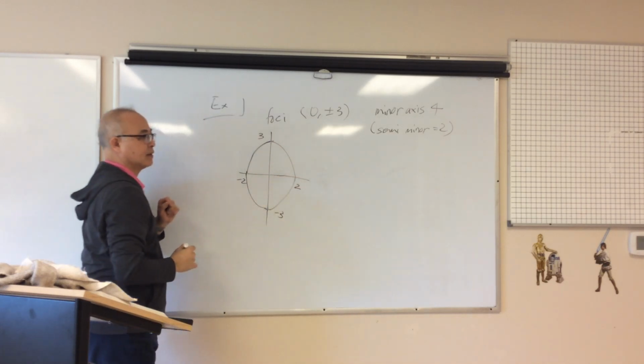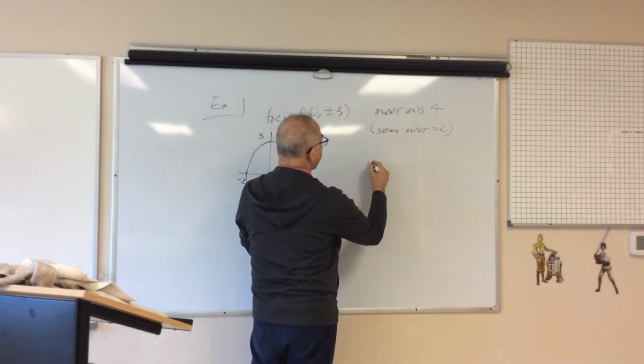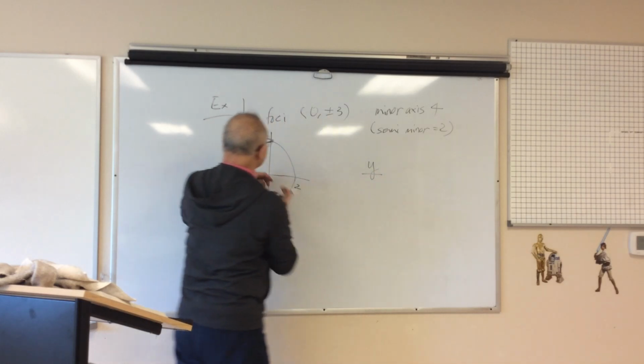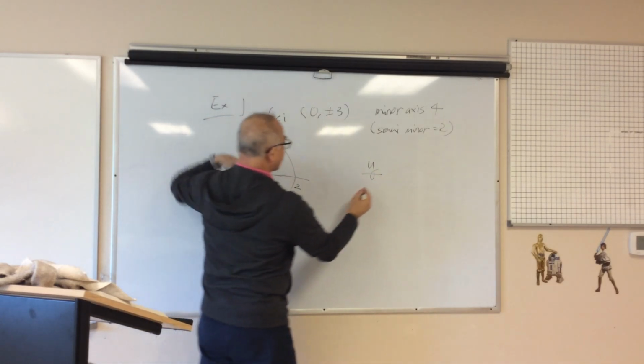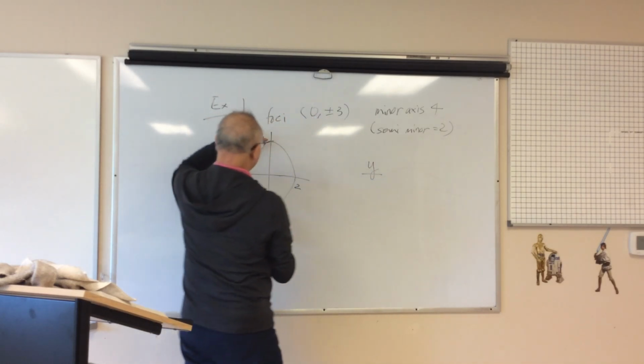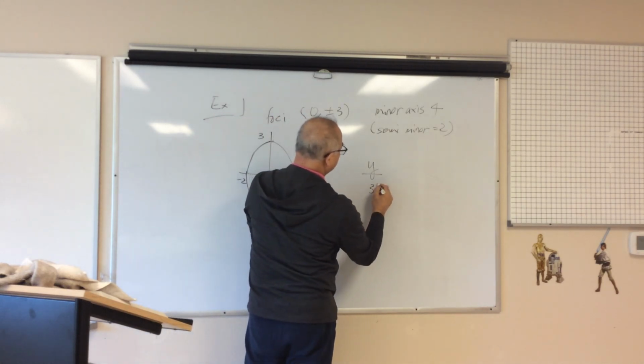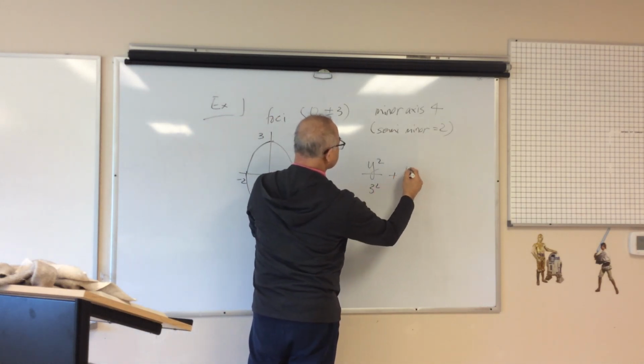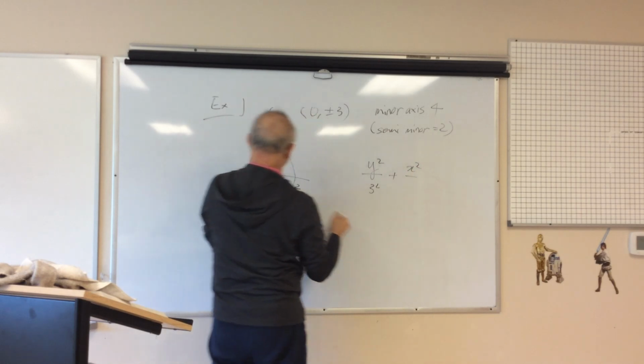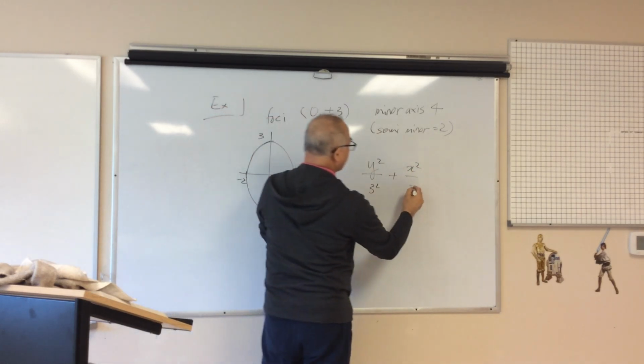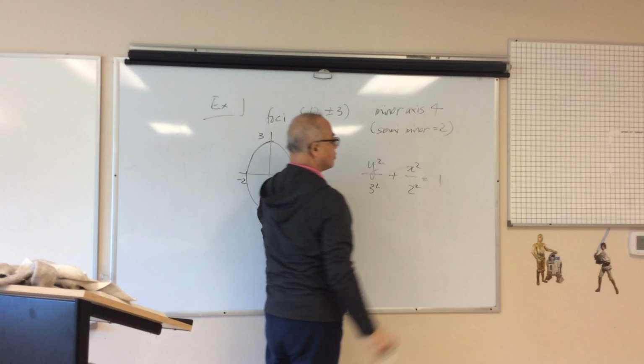Okay, so it's going to look like that. In this one, everything's on the y-axis, so I'm going to have the larger number under the y, and it's going to be 3 squared, so I get y squared over 3 squared plus x squared over 2 squared is equal to 1.